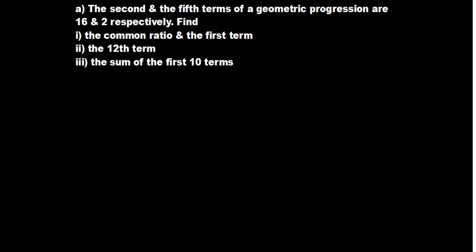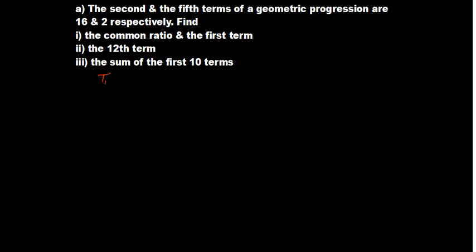is this arrangement where we have the first term, the second term, the third term, the fourth term, as well as the fifth term. So from the information that has been given, we have the second term, which is 16, and we have the fifth term, which is 2. Okay, so the first question is asking us to find the common ratio.